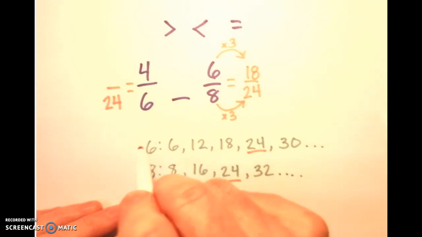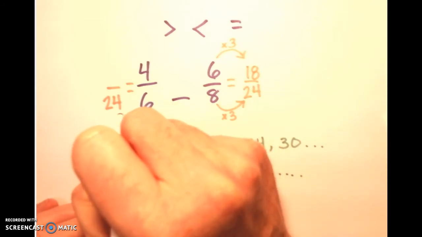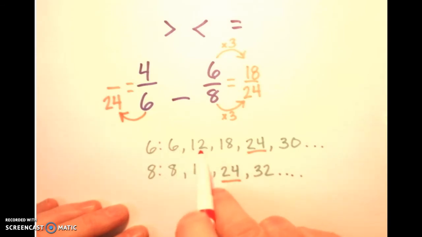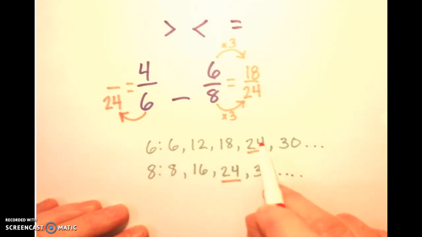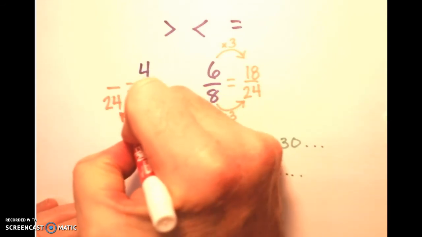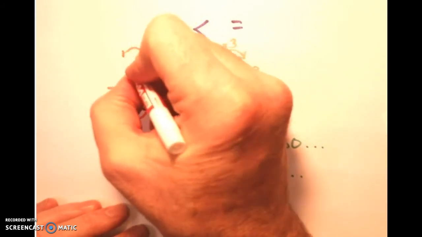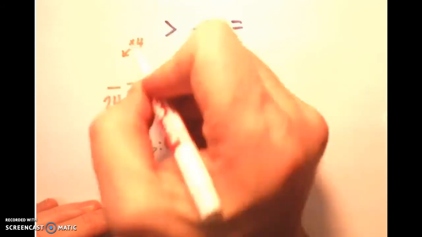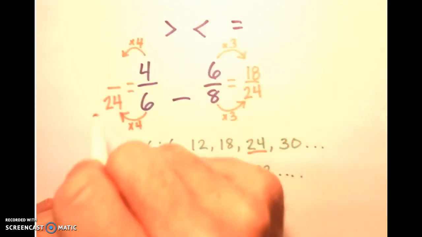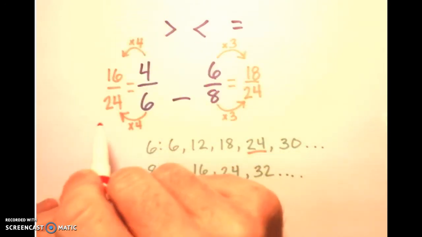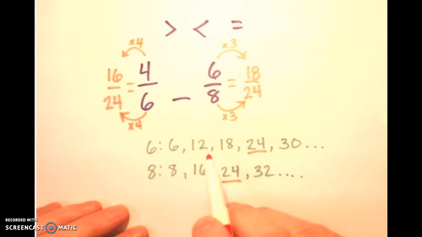On the other side of the equation, I need to think to myself, how do I go from 6 to 24? What do I multiply times 6 to get 24? 6 times 1 is 6. 6 times 2 is 12. 6 times 3 is 18. 6 times 4 is 24. So I'm multiplying 6 times 4. And again, like I just said a moment ago, whatever I do to one, I must do to the other. 4 times 4 is 16. So that tells me that 16/24 is equivalent to 4/6.